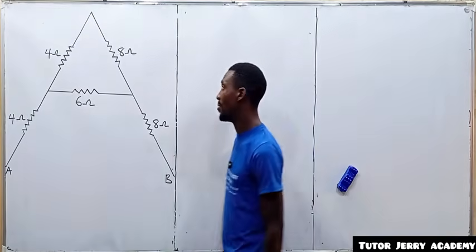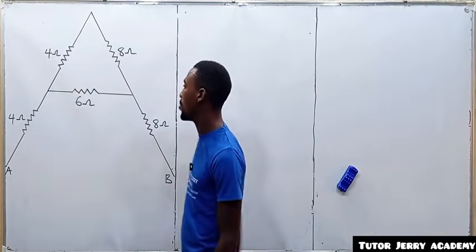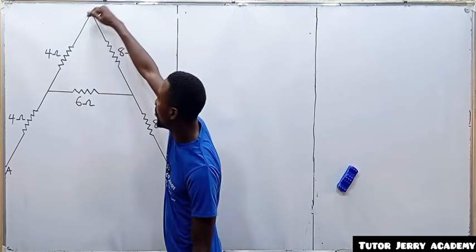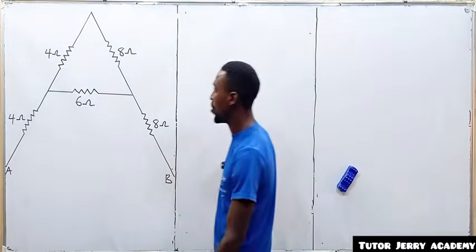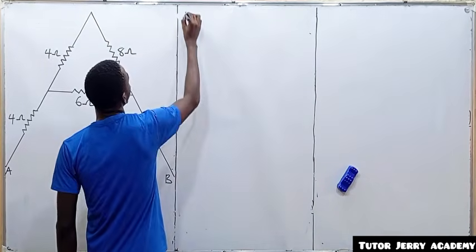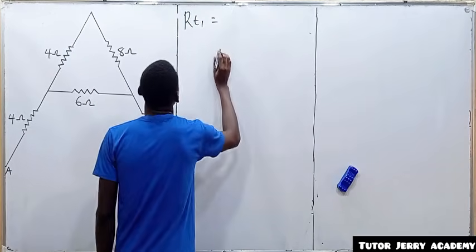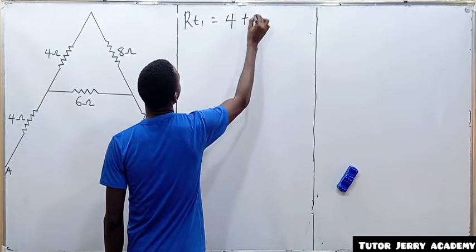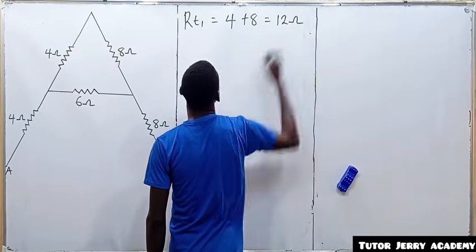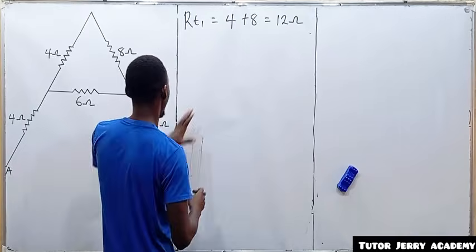you are going to observe that 8 ohms is in series with 4 ohms, because the same current that enters into 8 ohms will be the same current that enters into 4 ohms. So it means that the resistance between the two, let's call it RT1, will be equal to 4 plus 8, which is equal to 12 ohms.